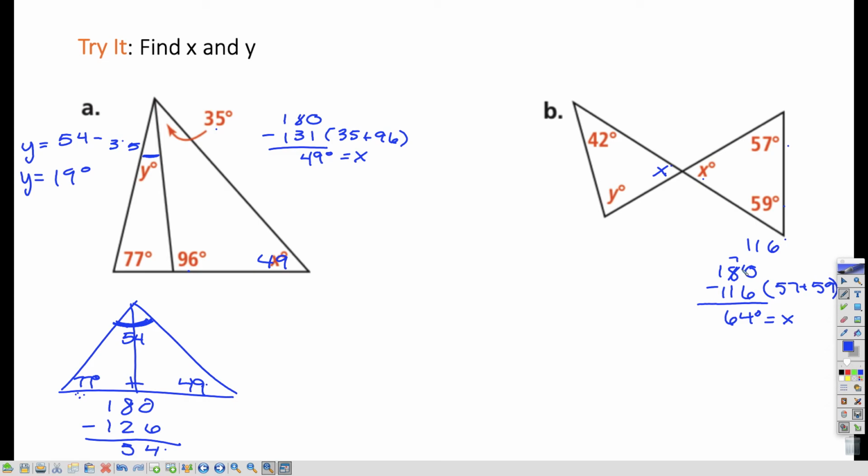Okay, so 64 is here, and vertical angles tells me 64 is also there. And then for y, I take 180 minus 64 plus 42. 42 plus 64 is 106. So we got 74. And then we just put x and y for our answers. If it says find x and y, that's your answer.